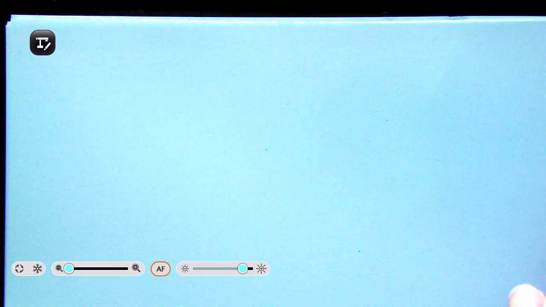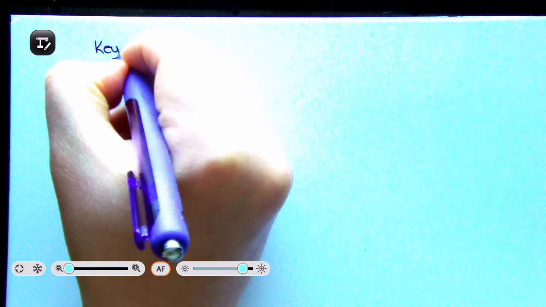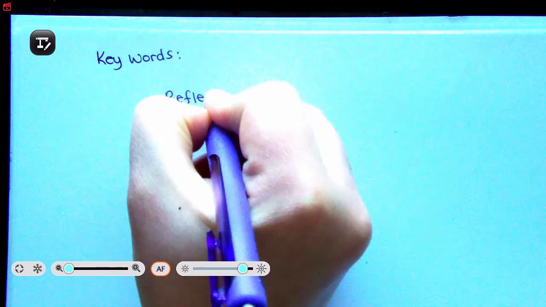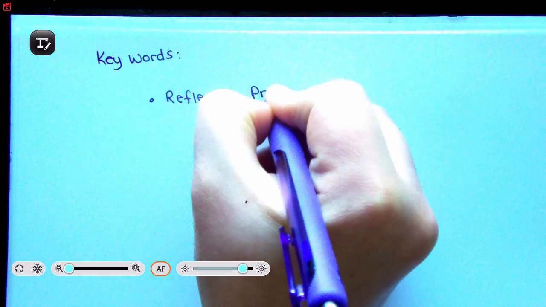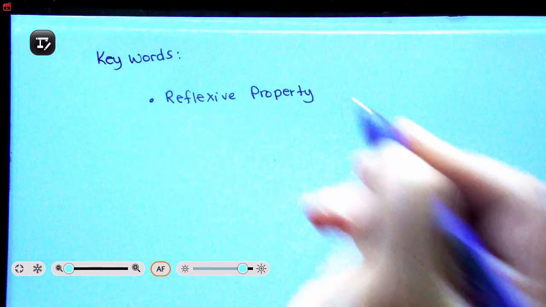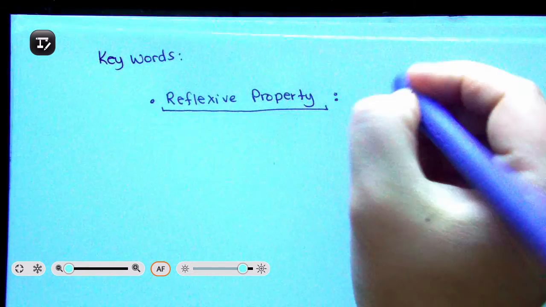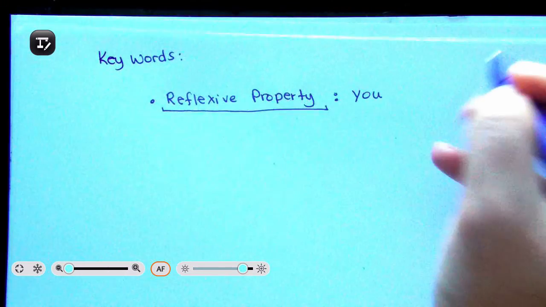Another keyword that you're going to use, it's more like you're going to see than you're going to write. What I mean by that is another keyword is called the reflexive property. The reflexive property just means you got the same side twice.